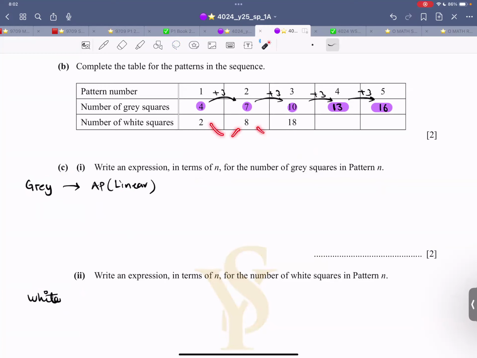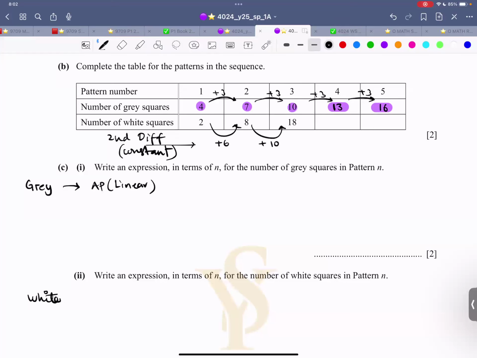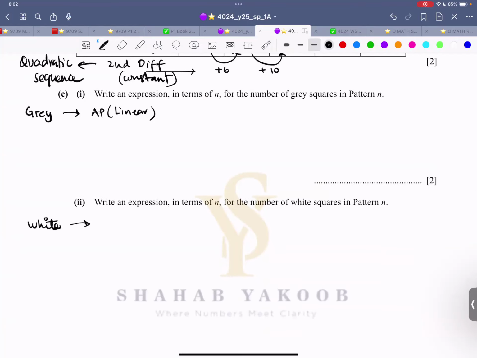When the difference is not constant, that means it has to be quadratic or maybe something very weird. So now 2 and 8, there is a difference of 6. 8 and 18, there is a difference of 10. So we are focusing on the second difference being constant. When second difference is constant, this is known as a quadratic sequence. Keep that in mind, and I'll just show you how it's to be done. So white, that is a quadratic sequence.